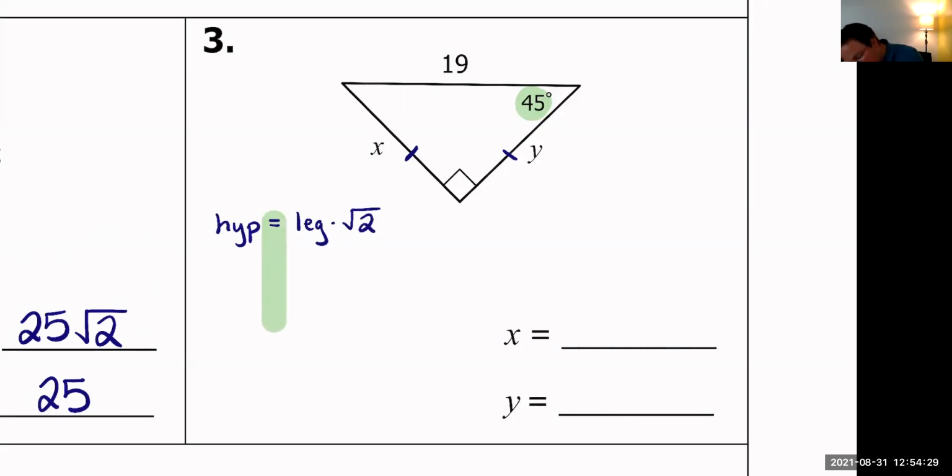Does it matter which leg I find? No. So I'm going to just put x in there for the leg. What's the hypotenuse? 19. So 19 equals x, which I'm looking for, times the square root of 2. How can I get that x by itself?